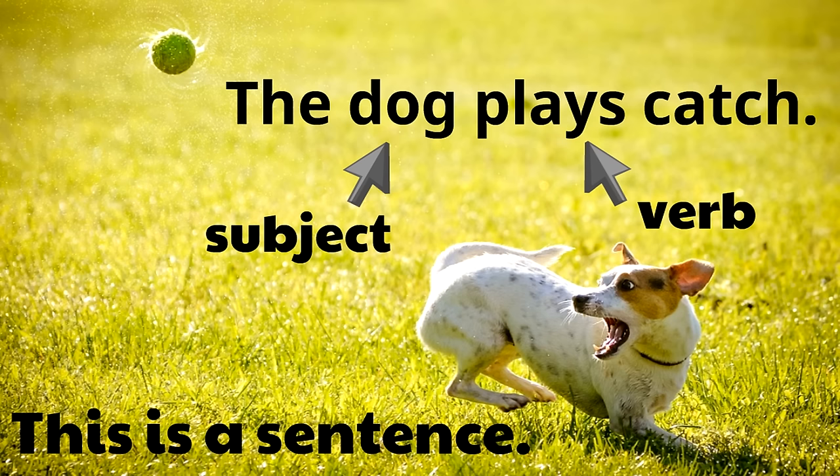This is complete. There's a subject, there's a verb, we know what's going on, and there's no way this dog is catching this ball. Or maybe this dog will catch the ball. Who knows? Let us know in the comments which one you think will happen. You think he's gonna catch it? Or do you think it's gonna fall to the ground? Who knows? But this is a sentence. This is complete. It has a subject and a verb. It's a sentence.